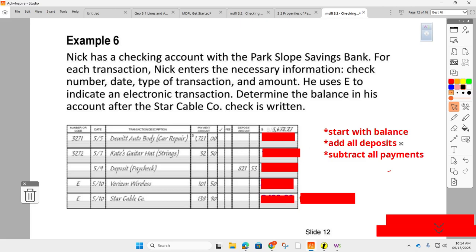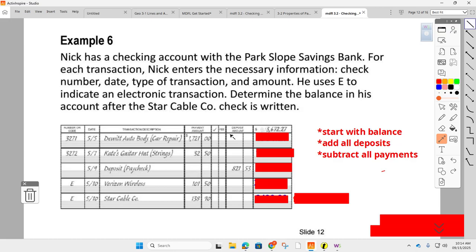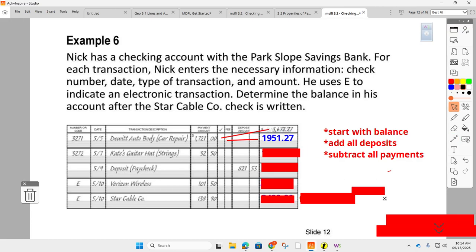So here, this tells us that Nick wrote check number 3271 on May 5th to the auto body shop. And this is how much it cost him, $1,721, I think it says. We would not put that in the deposit amount because it's not increasing his account. So when we put it in that spot, now we know we're subtracting. It's this minus this to give us this. For every line, we're doing the math. If it's in this column, we're subtracting. If it's in this column, we're adding.